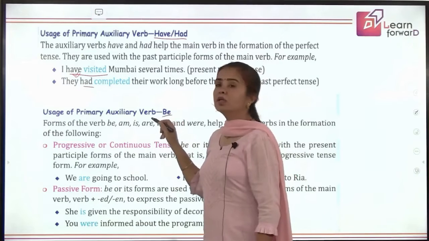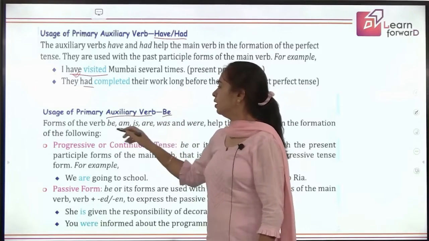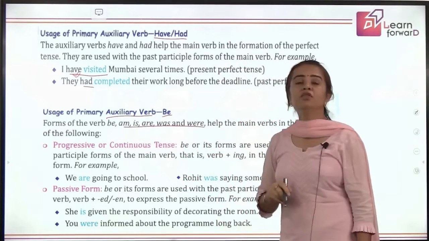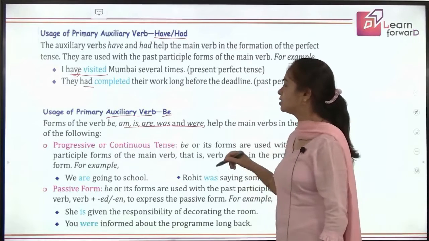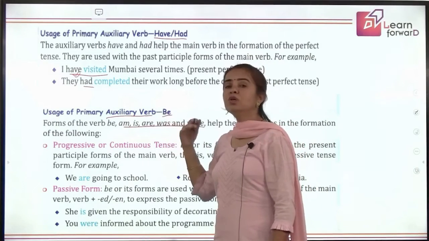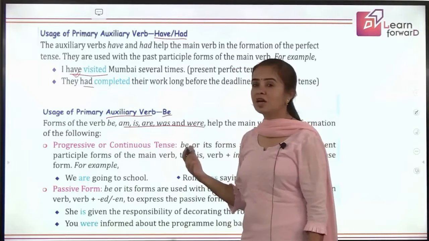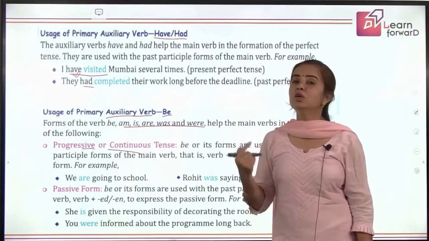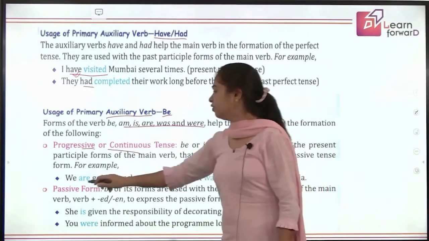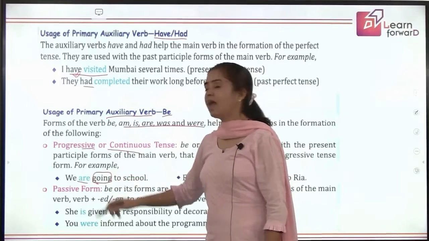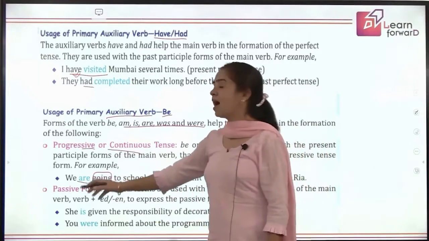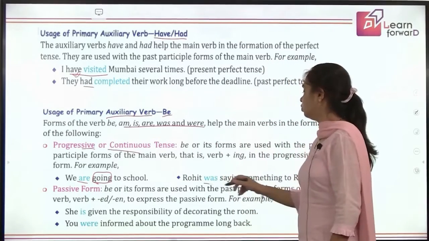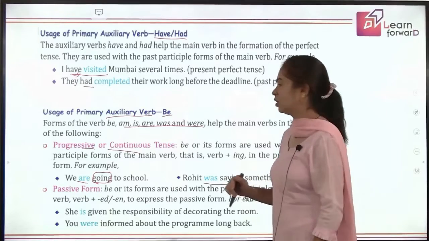Now talking about the main auxiliary verb be. The forms we have just revised are is, are, am, was, were. These are the forms of be in present and past. So these are also used to make the tense structure complete in the progressive or continuous tense. When you talk about present continuous, you say is, are, am with the ing verb, like we are going. So going is the main action here, the main principal verb, and are is giving it a complete structure in present continuous. Rohit was saying, so that gives you the past continuous structure.